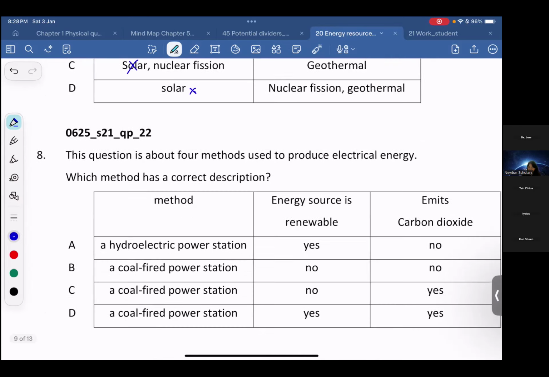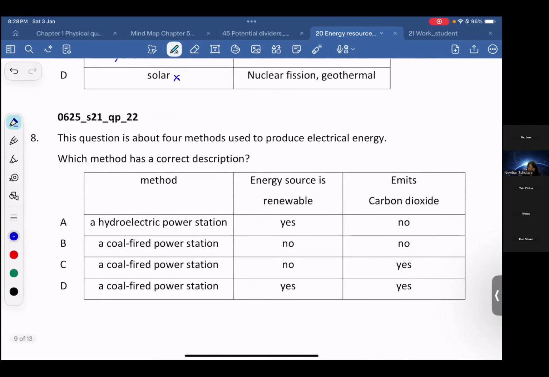So next, number 8. Which one is correct? So you read A, B, C, D, and then tell me which one is the correct description. Zihua, think again. Crystal, think again. Angeline?